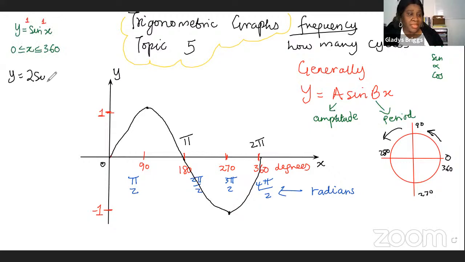So y is equal to 2 sine x. On the same page that you drew the first one for me, make sure that you draw the second one on the same page, okay? So the only thing that will change is instead of having 1 and negative 1, you would have 2.